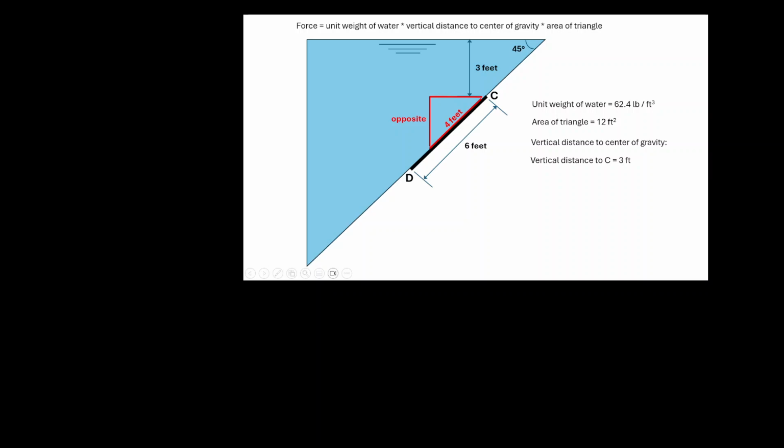So we do a little bit of trigonometry. We know the angle at point C is going to be 45 degrees. So the sine of 45 is going to be the opposite, which is what we're solving for, divided by the hypotenuse. When we solve for that, we get that the opposite is 2.83 feet. So the total vertical distance to get to the center of gravity is going to be 3 feet plus 2.83 feet, which is going to be 5.83 feet.